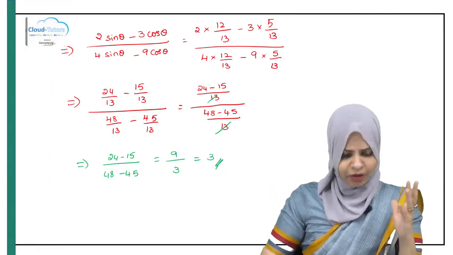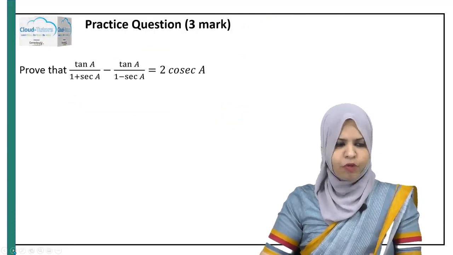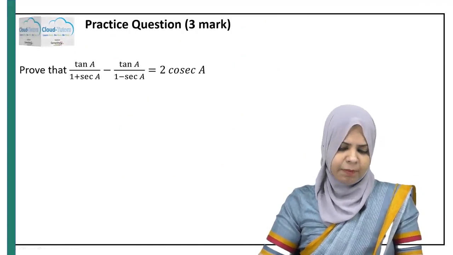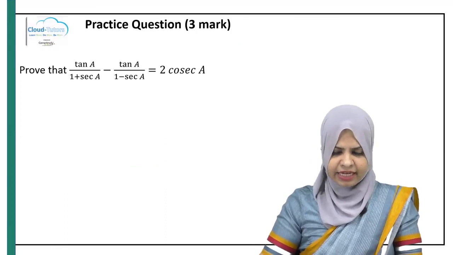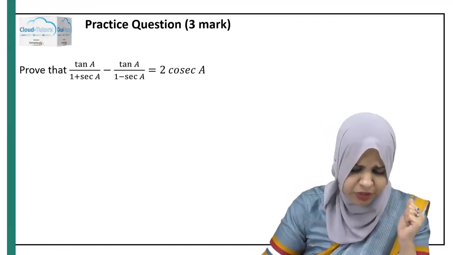Clear? I hope you have got an idea of how to solve these kind of questions. Moving on to the next question. Prove that tan A by 1 plus secant A minus tan A by 1 minus secant A is equal to 2 cosecant A. How do we do this?